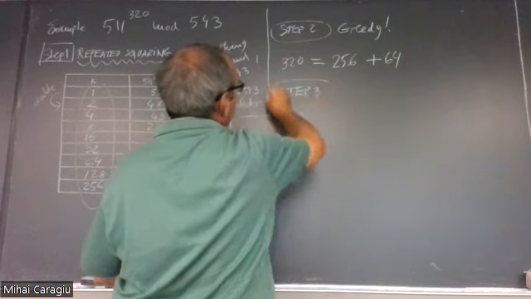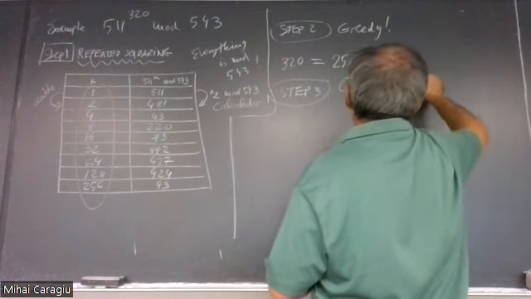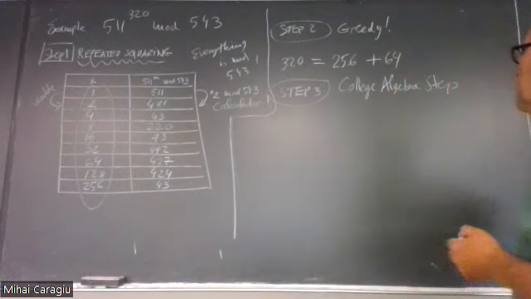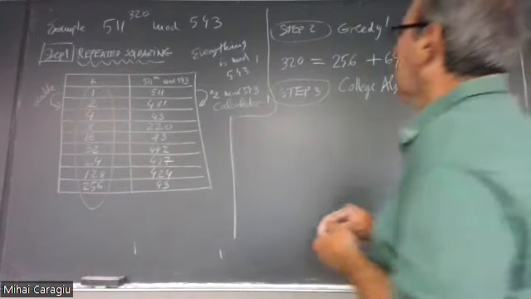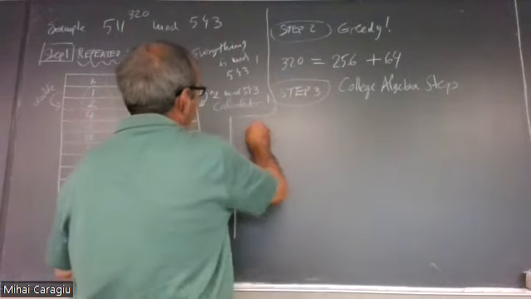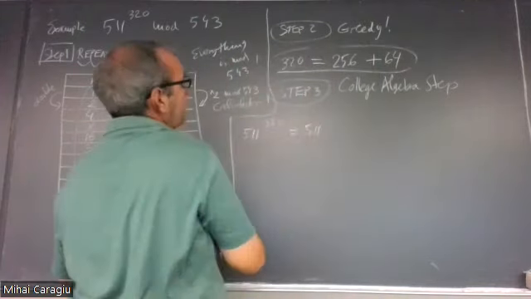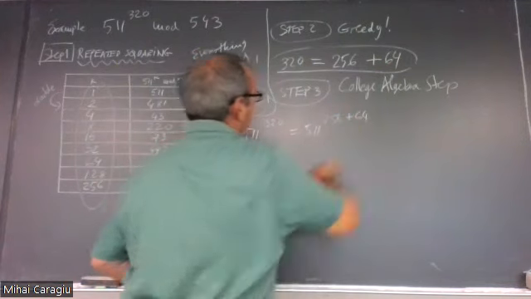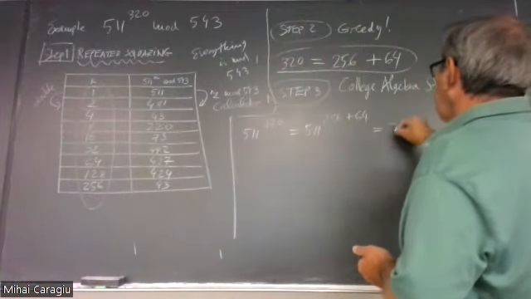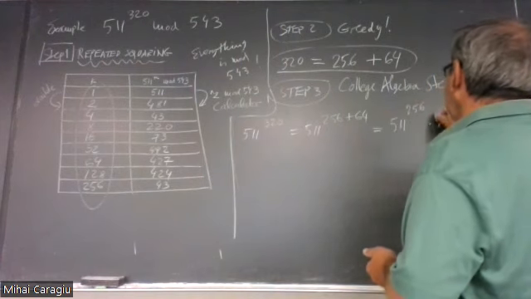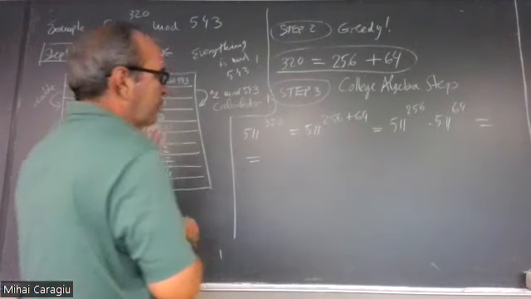Step 3, I like to call the college algebra step. Why do we call it that? Because the exponential of the sum is the product of the exponentials. That's the college algebra stuff. So what was our plan? 511 to the power 320 equals 511 to the power, using the previous step, 320 is 256 plus 64. So 511 to the power 256 plus 64. But the exponential of the sum is the product of the exponentials: 511 to the power 256 times 511 to the power 64. By the way, everything is modular exponentiation, so it's not the huge numbers we expect.